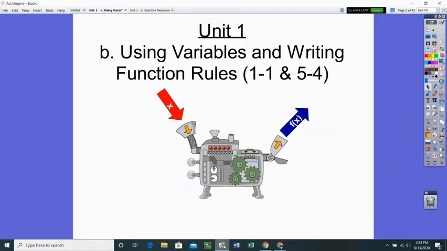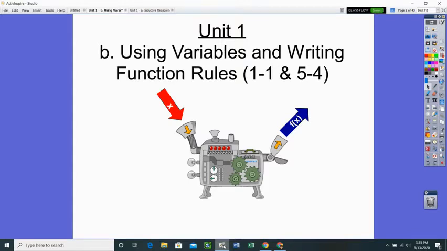So today we're going to work on the second part of Unit 1. The topic for today is Unit 1B, using variables and writing function rules. On the top of your notes page, that would go in the topic. Don't forget to put the date because that helps you put things in order. And in a minute, we'll get to our objective.